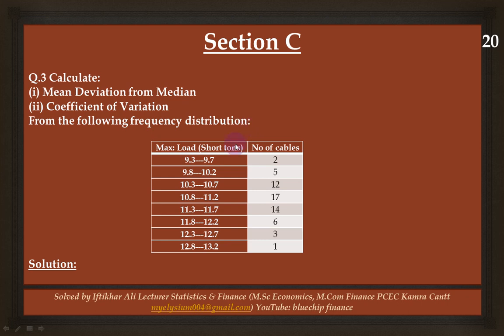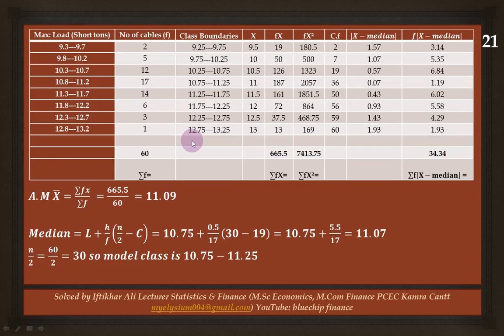frequency distribution. 9.3 to 9.7, 9.8 to 10.2 and so on, and here is the frequency. Now first of all we take the class boundaries.